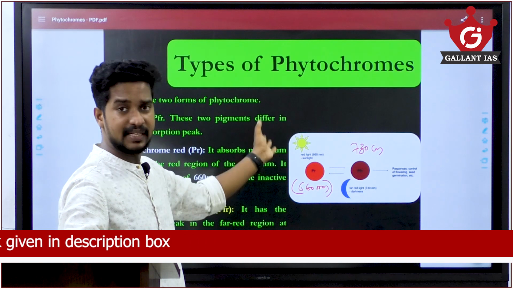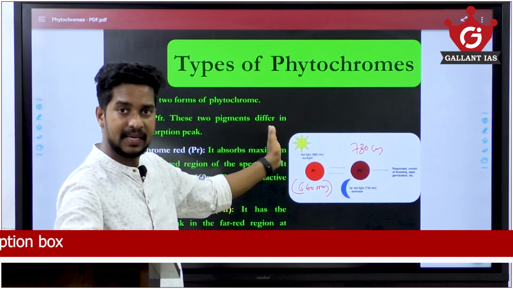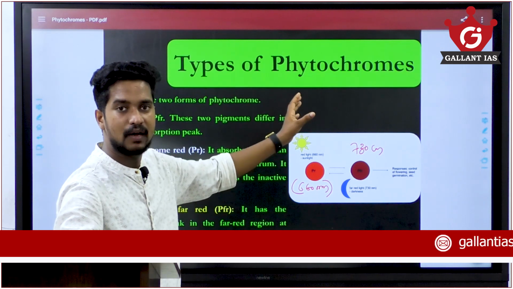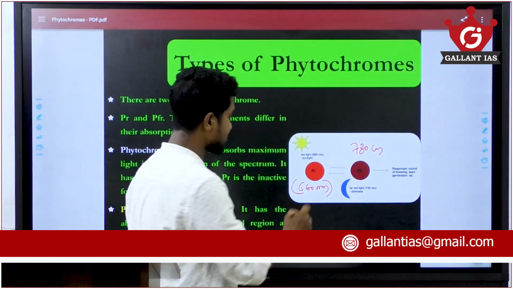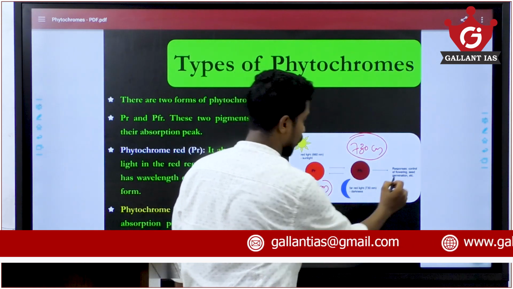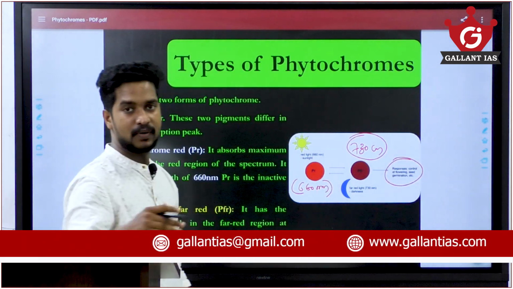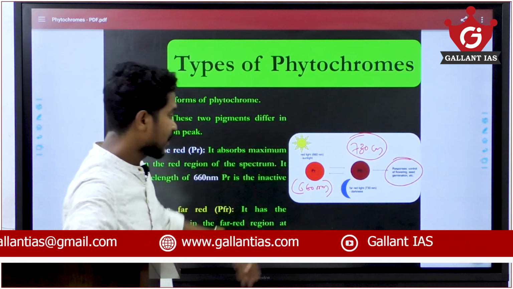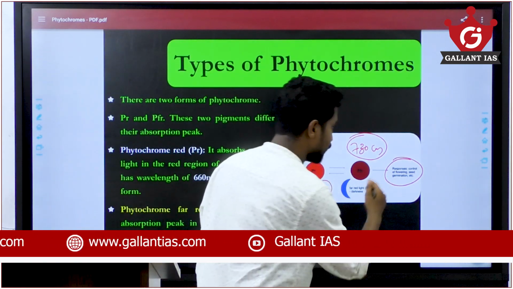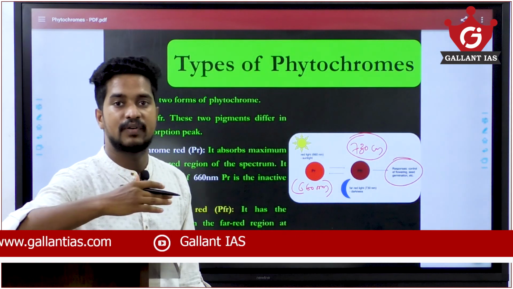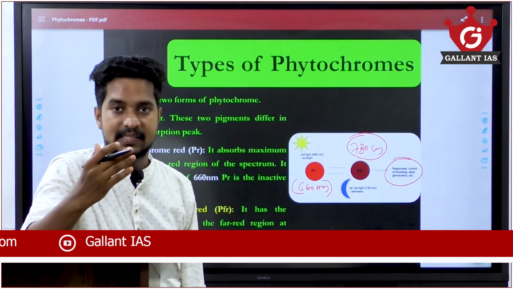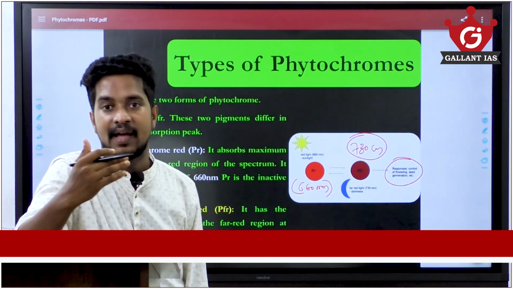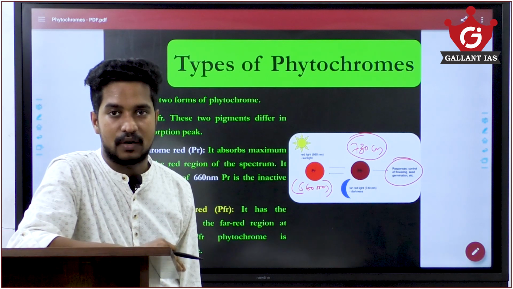Based on the responses, the interconversion of phytochrome PR to PFR and PFR to PR brings about responses in flowering in long day and short day plants. That means control of flowering and seed germination. The flowering in long day and short day plants is by the action of these phytochromes. So we will discuss how these phytochromes help in flowering in long day and short day plants.